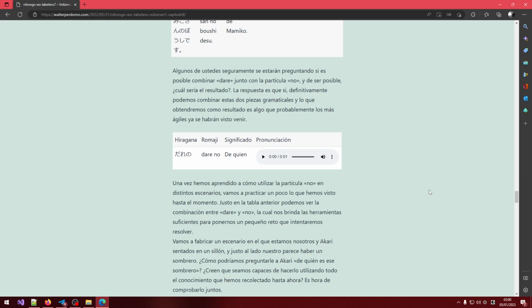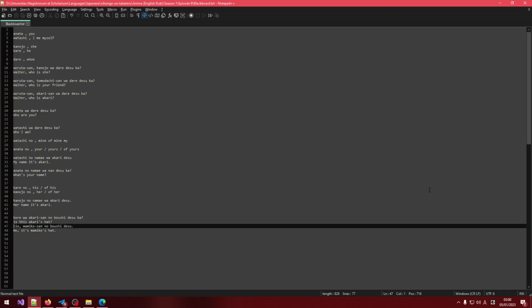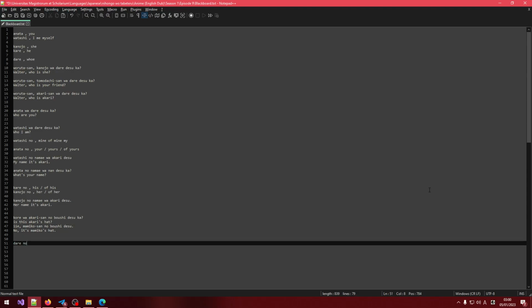So another interesting fact about the particle の is that we can actually combine it with だれ: 誰の. Dare no. I try to translate this. Basically, dare no would be like whose, who is this blah blah blah of? Who?